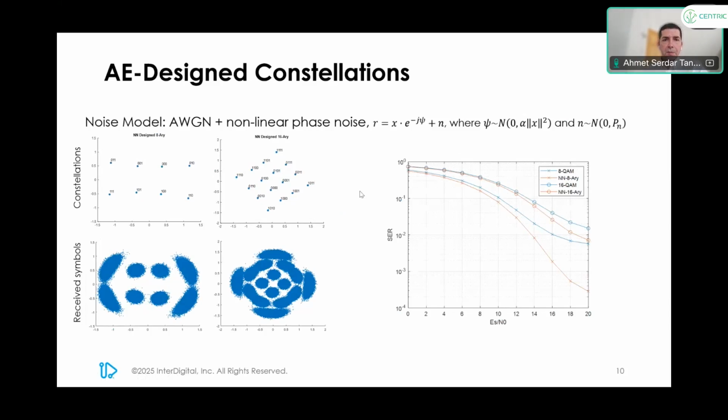Even this simple example shows the benefits of utilizing learned constellations, especially in the presence of non-linearities that may exist in high frequency communications, like in 5G and 6G high frequency communications.